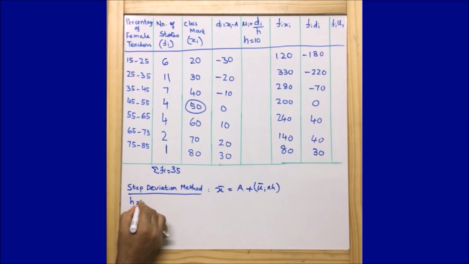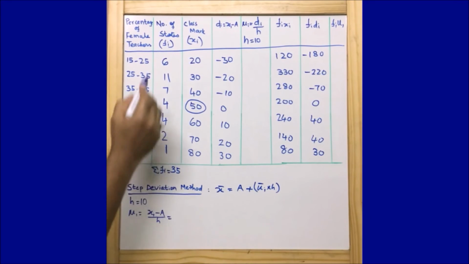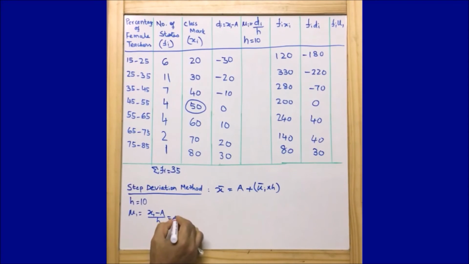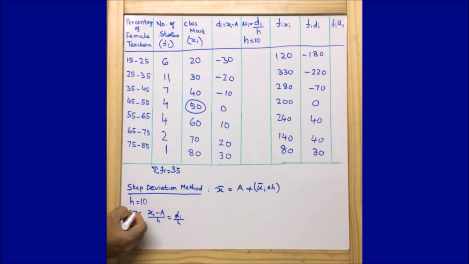And h is equal to 10 as I told you. Now mean ui is equal to x class mark minus a by h, and we very well know that class mark minus a is nothing but its deviation. So I can write ui is equal to di by h. Okay, now let us try to find out ui.